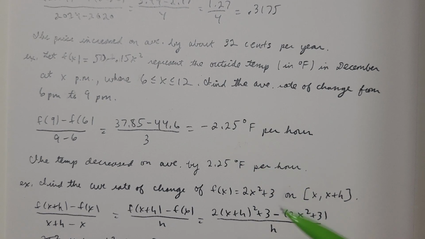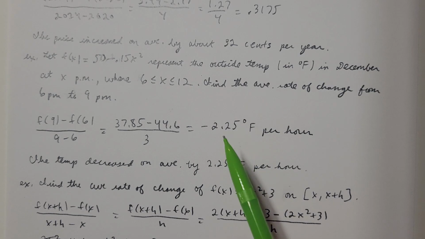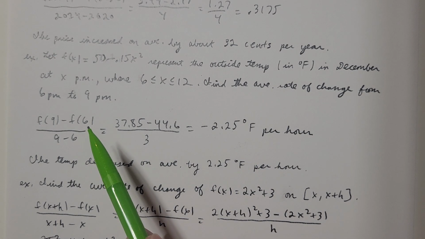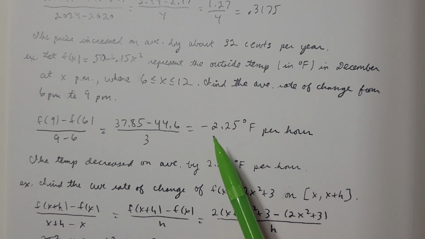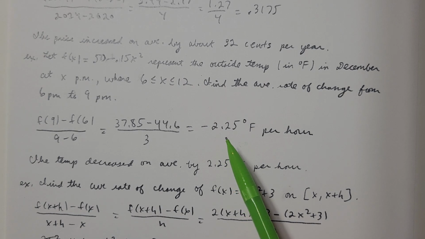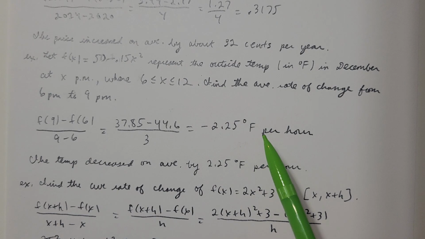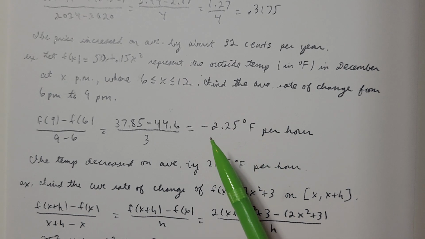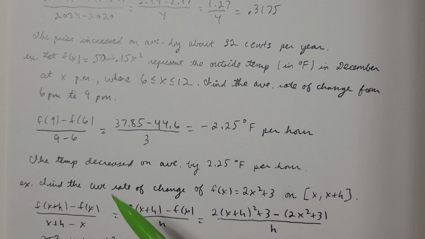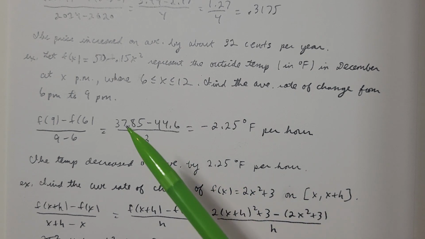So in other words, the outside temperature changed in this 3-hour time span from 6 p.m. to 9 p.m. by about 2.25 degrees Fahrenheit per hour. Okay, now that's a negative. So what that means is that the temperature decreased on average by 2.25 degrees Fahrenheit per hour on this particular day. Okay.